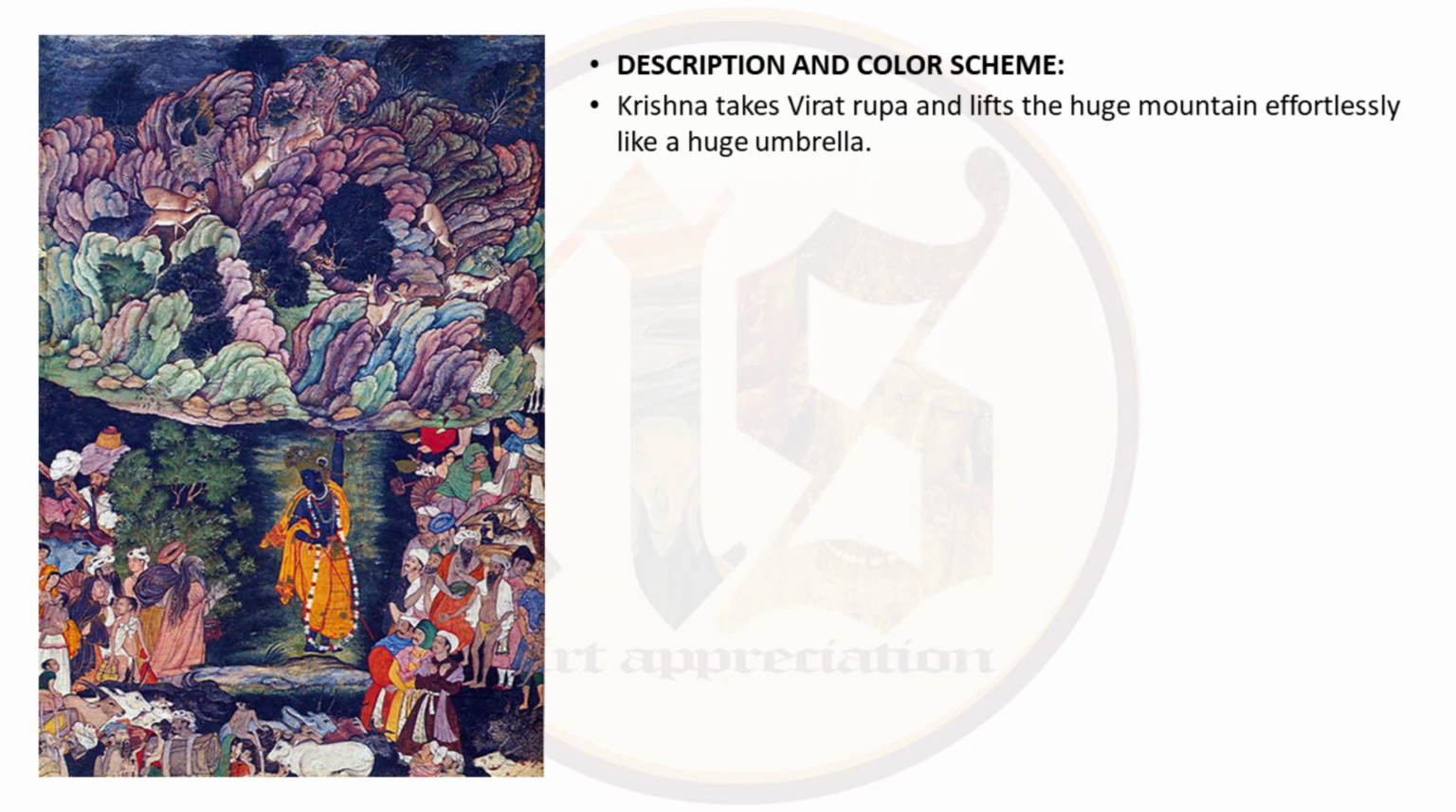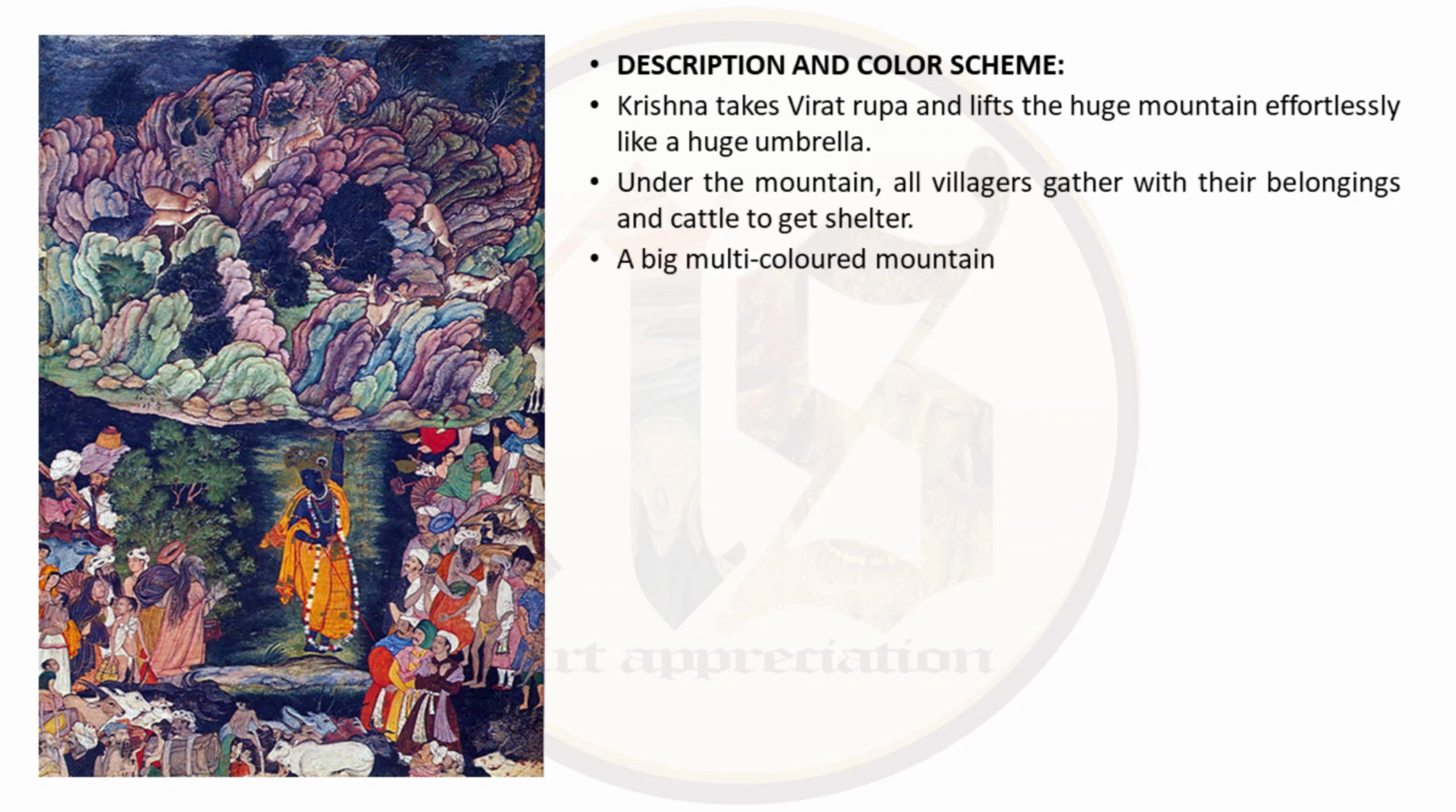Now, description. This painting shows a miracle in which Krishna takes Virat Roop and lifts a huge mountain effortlessly like a huge umbrella. He is dressed in pitambar, that is yellow clothes, and he is wearing a large white garland. Under this mountain, all villagers gather with their belongings and cattle and they take shelter from the rain. The mountain is multicolored. It has deer, monkeys, trees, shrubs and grass on it and it looks very realistic due to the massive rocks on it.